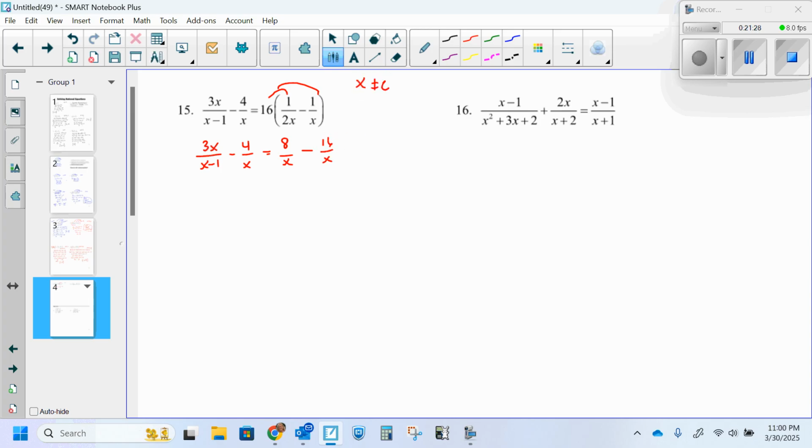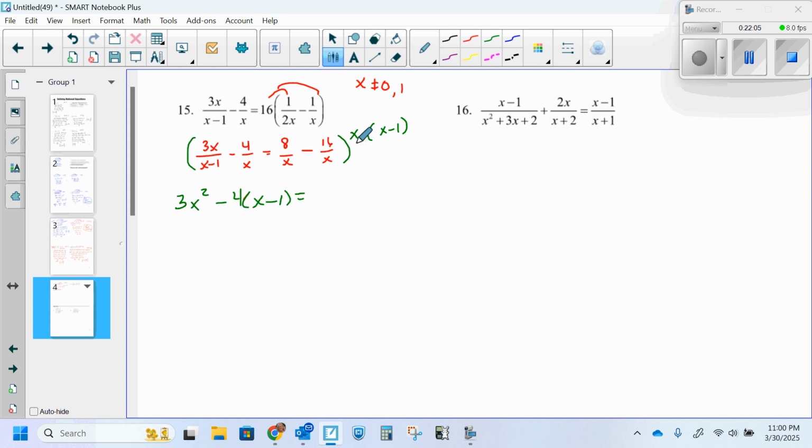All right, let's do this. x can't be 0 or 1. Yeah, let's go ahead and find that common denominator here. So we just have an x and an x minus 1. Okay, now you have to distribute it everywhere. Here I have the x minus 1, so that's just going to be 3x squared. 3x times x is 3x squared. Here I have the x, but I don't have the x minus 1, so that's going to be 4.